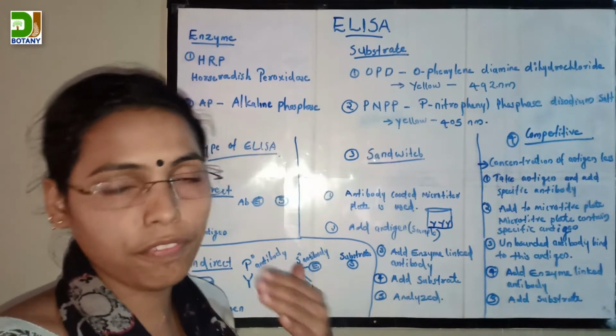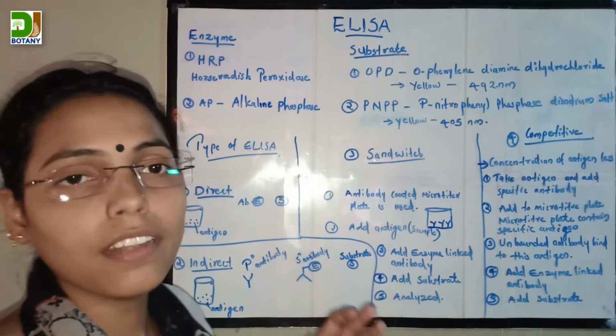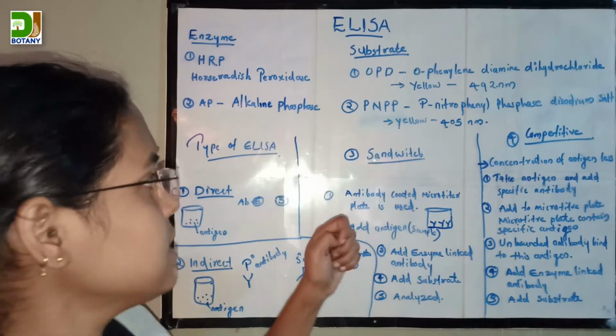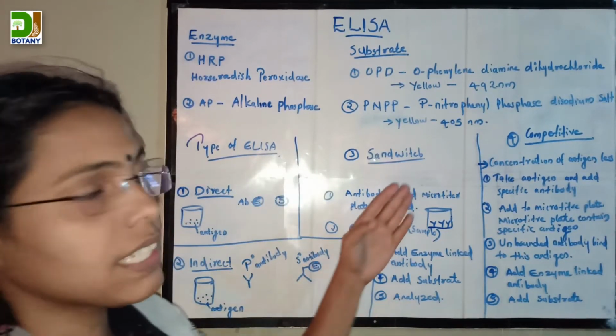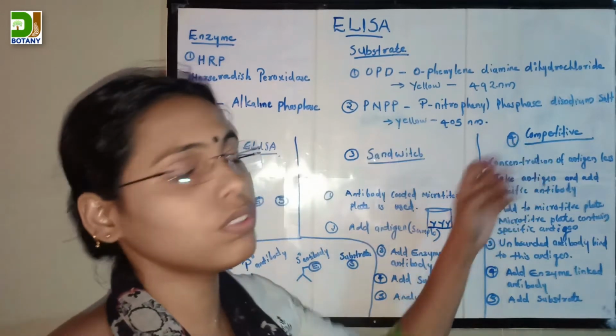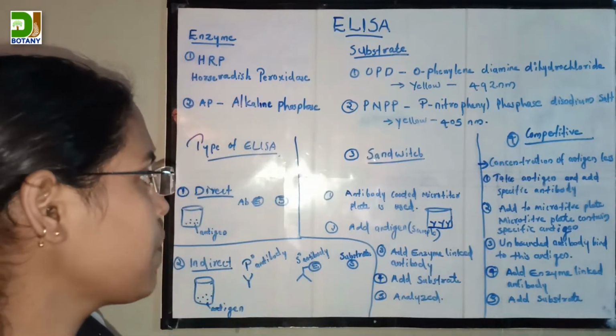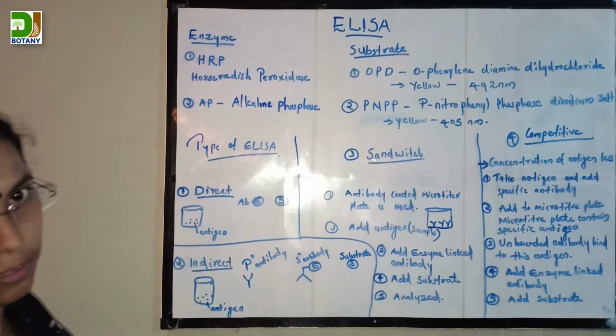Now, the next topic: types of ELISA techniques. Mainly there are four types of ELISA techniques. The first one is the direct method, the second one is the indirect method, the third one is the sandwich method, and the fourth one is the competitive method. So the first type is the direct method.